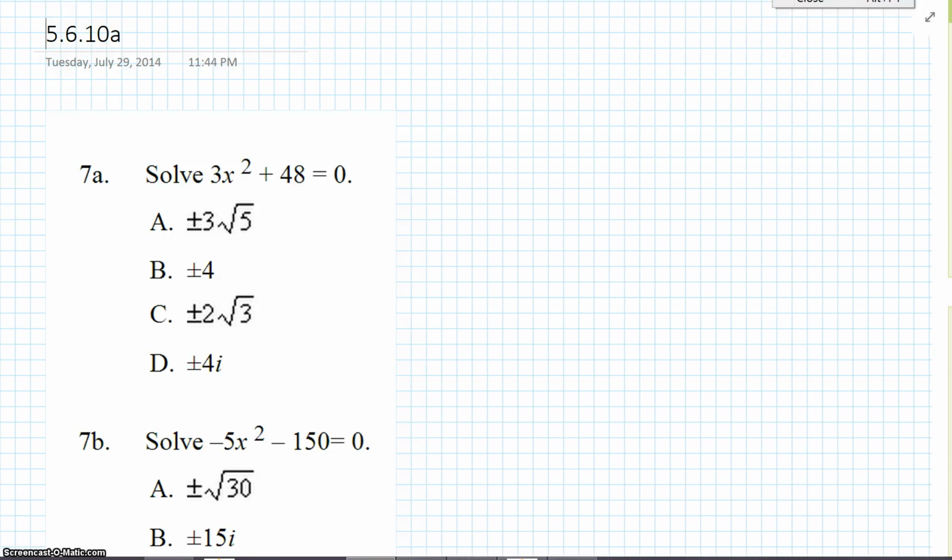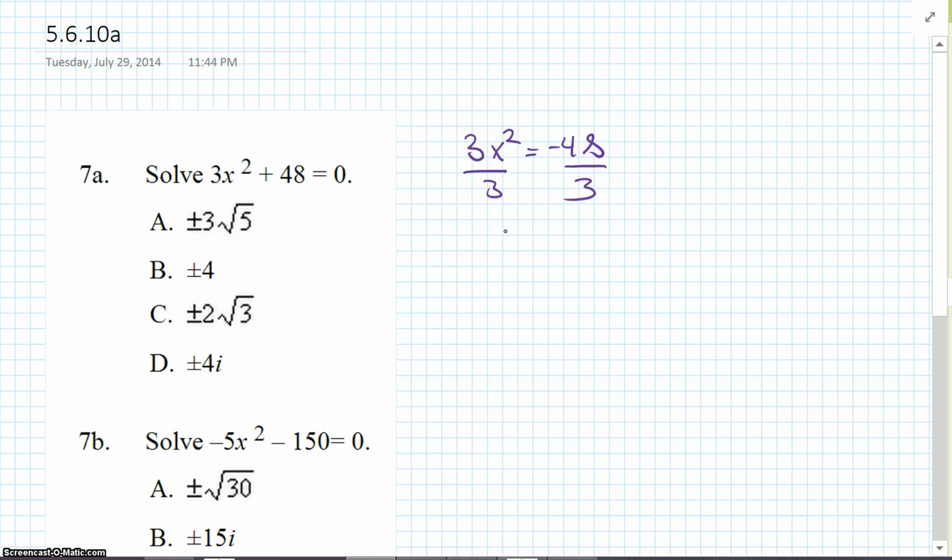7a, solve 3x squared plus 48. Here we go. Step 1, isolate the variable. So 3x squared equals negative 48. Divide each side by 3. I'm going to get x squared equals negative 16.